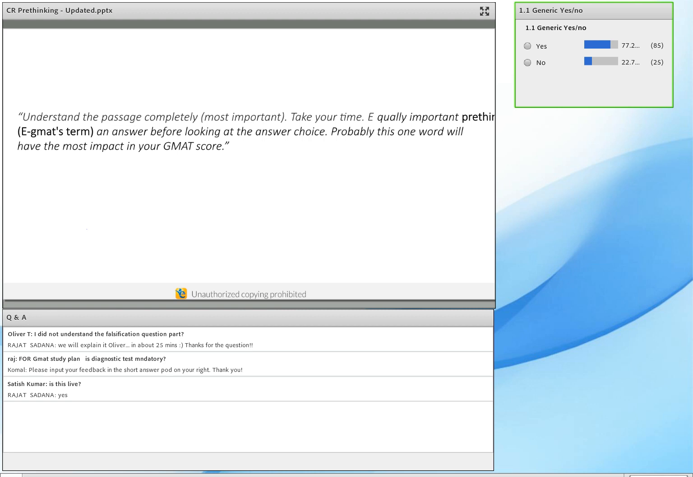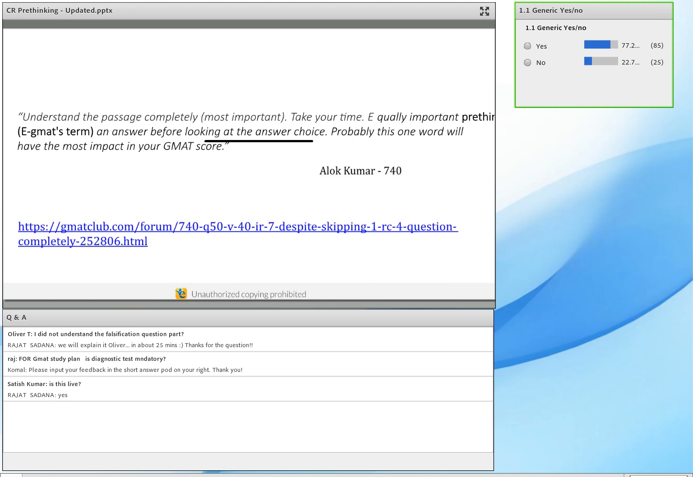Here's a statement by a guy who says, understand the passage completely, most important. Take your time, equally important, pre-think and answer before looking at the answer choice. Probably this one word will have the most impact on your GMAT score. He is a guy who scored 740.